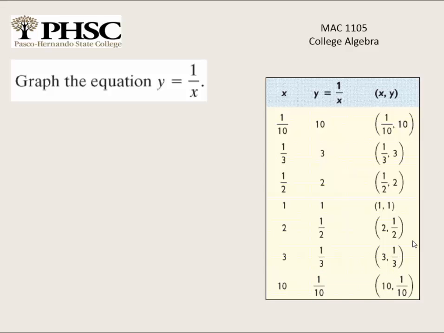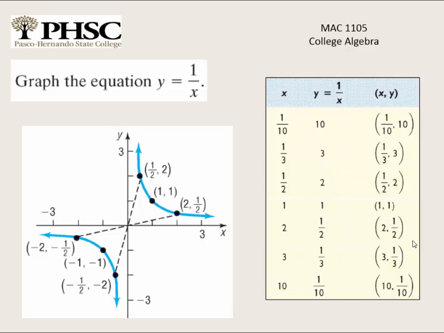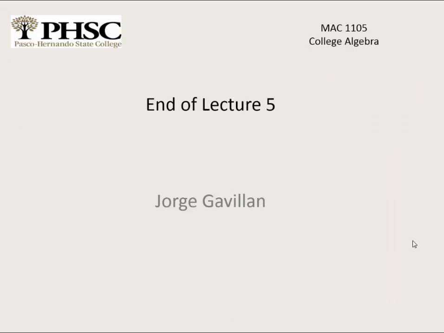And then we go ahead and plot those points, and we end up with the graph of the equation y equals 1 over x. And as you can see, it does not cross, nor does it touch, the x or the y axis. And that's the end of lecture 5.